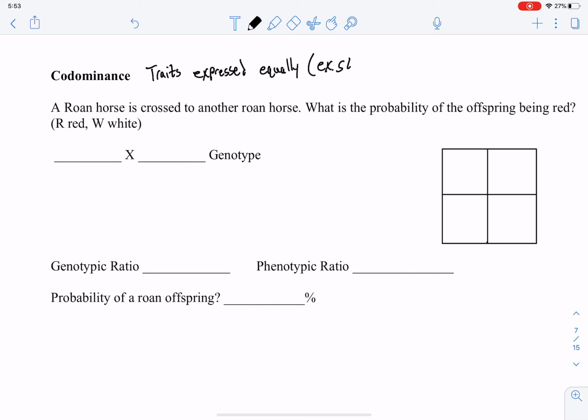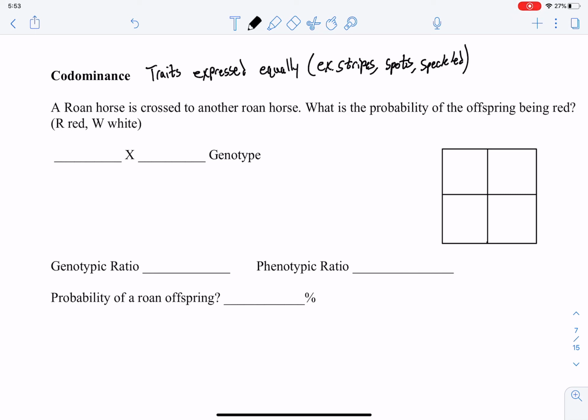So examples can be like stripes, spots. If you have like a speckled dog or a cat, it's got like spots on it. But it's basically showing two things at the same time. Both of them are showing, and you can see them both clearly.